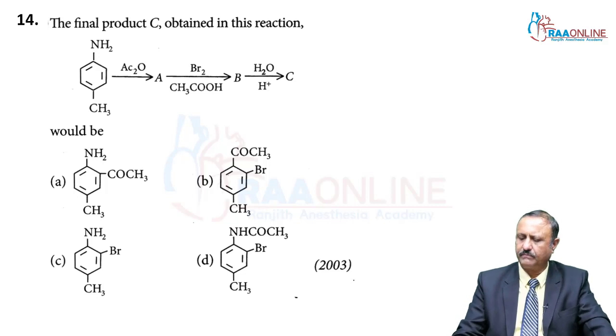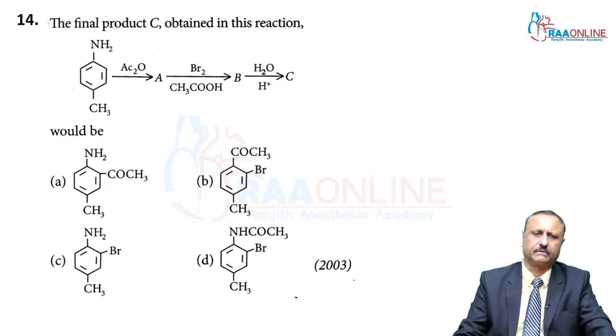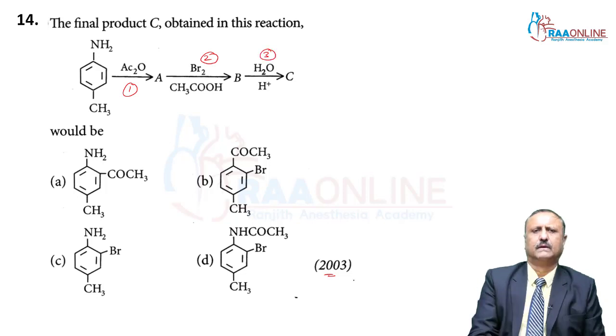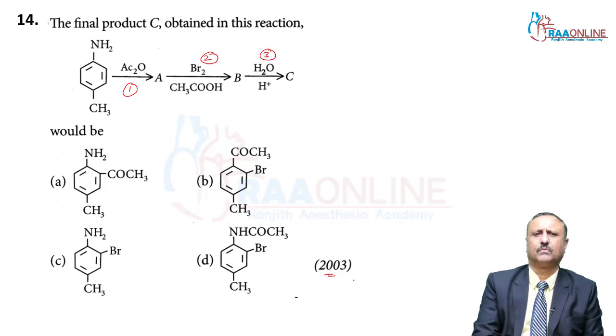Now, my dear students, when we see question number 14, the final product C obtained in this reaction. This question was also asked in NEET 2003. Para-methylaniline reacts with acetic anhydride, Ac2O, in the first step. The second step is Br2 and acetic acid, and the third step is water and H plus ions. Here, my dear students, what is the final product C? You can make the reactions.